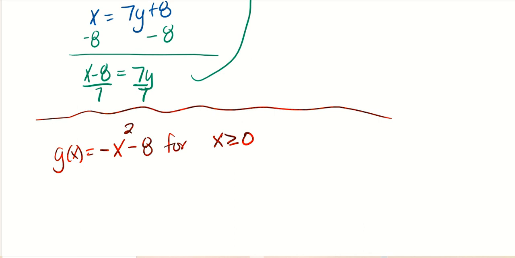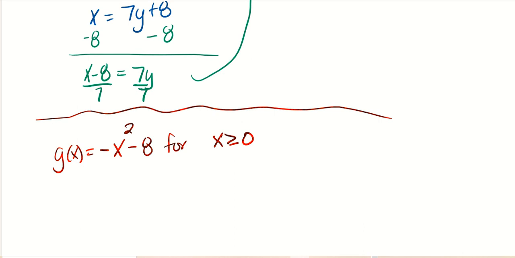So technically, the last question I didn't really determine if it was 1 to 1. But if we look at negative x squared minus 8, that is what? A parabola turned upside down. But we're only looking at half of the graph that is greater than 0. So it is really 1 to 1.